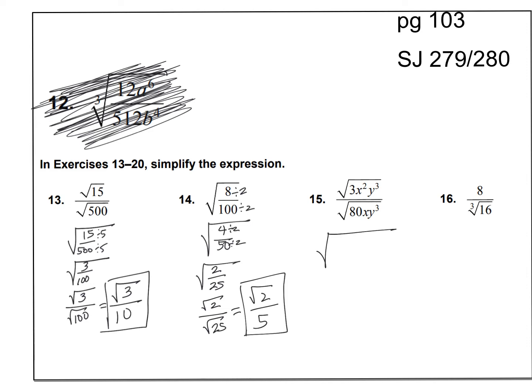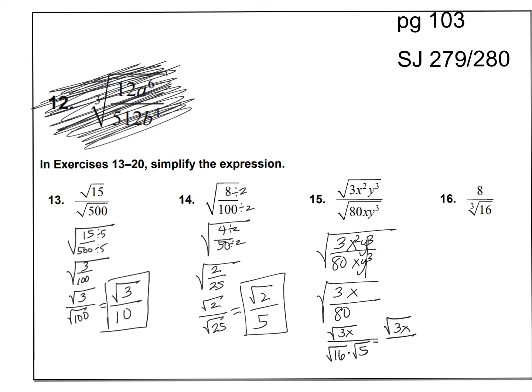Now, I am going to rewrite this as one radical. I don't think my numbers will reduce, but my variables will. So I am going to reduce the x's. The y's will cancel out. Then I'm going to rewrite that as the square root of 3x. And then 80 is 16 times 5. The square root of 16 times the square root of 5. So the square root of 3x in the numerator, and then 4 times the square root of 5 in the denominator.